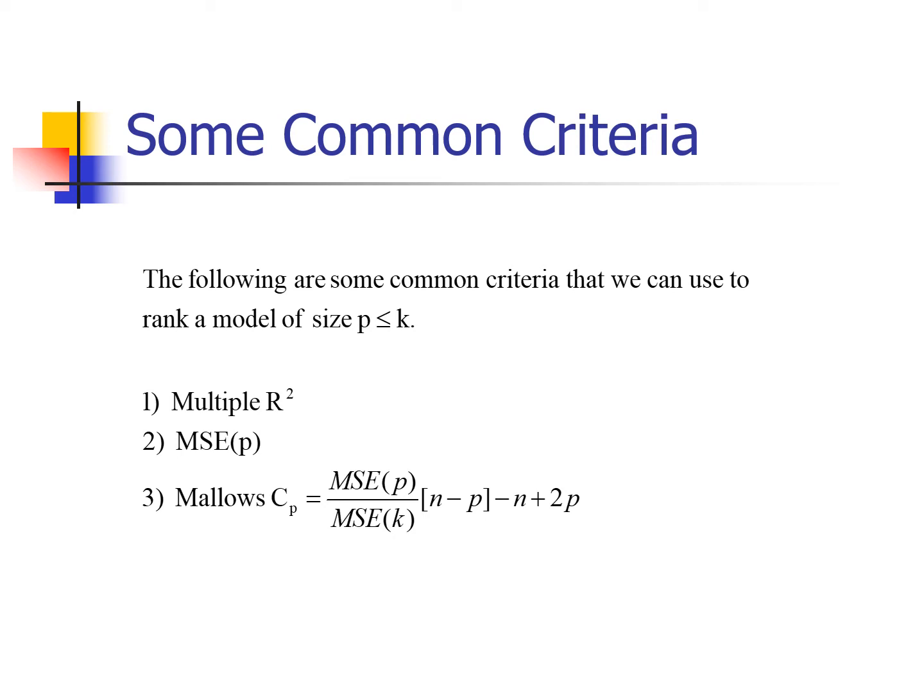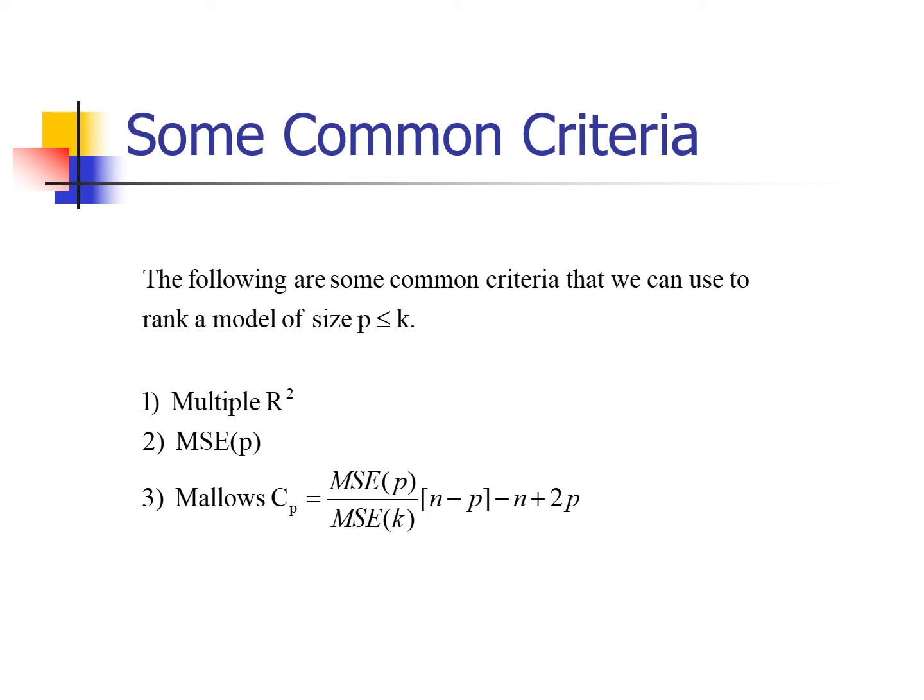So that Mallows CP is: consider the MSE of our 8 variable model over the MSE of our largest possible model, our fullest model, our k variable model, and then multiply that by n minus p, and then subtract n, and then add 2p. The formula looks kind of crazy, but it actually has some intuition in it. I think I described this intuition in a future slide, but I'm not 100% sure. So let's go ahead and talk about it now.